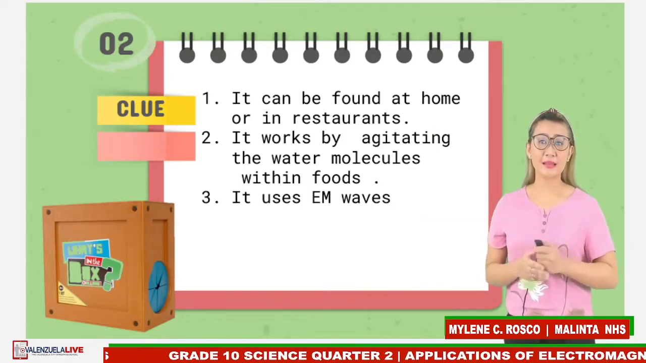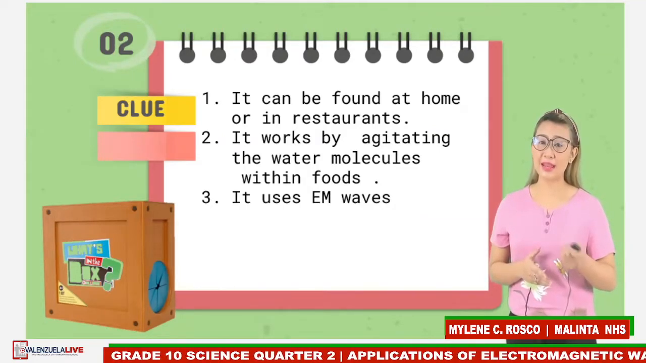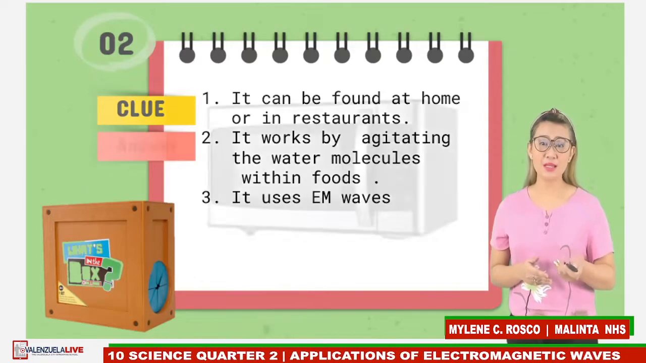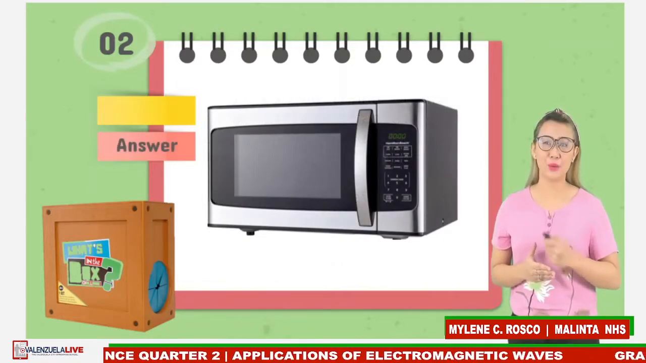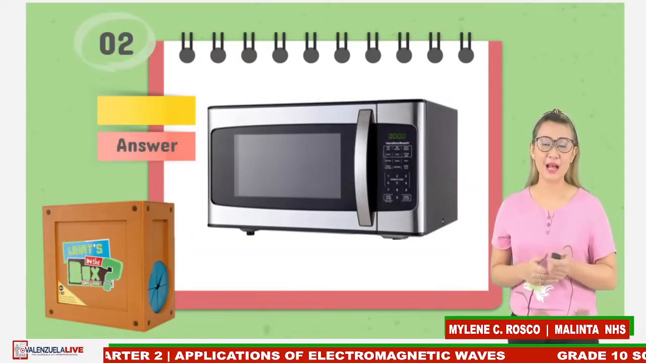All right, time is up. So the correct answer, the object inside the box is a microwave oven. Now let's have the third item.